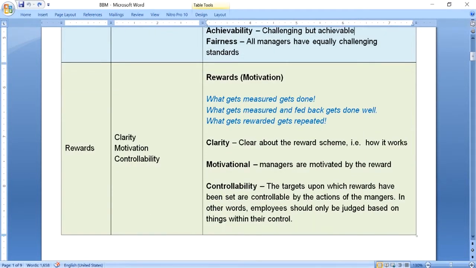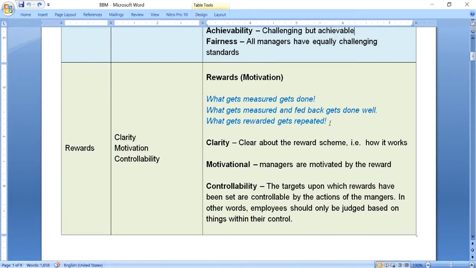The last thing, we have the rewards. So rewards are the motivation for the employees. Remember, what gets measured gets done, what gets measured and feedback gets done well, and what gets rewarded gets repeated. That means if you reward your employees for their good work, they will do that work again and again. Okay, so that's the whole point. So you have to reward your employee. So reward works as an incentive to work harder.